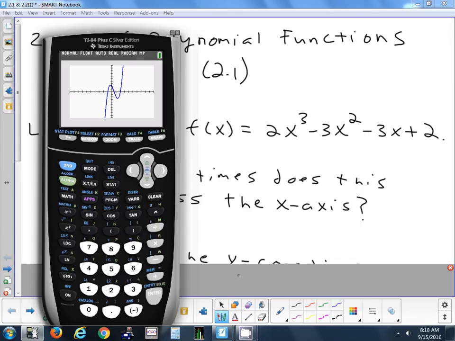Wait, how do you do the cube? Just a caret right below clear and then a 3. Yep.